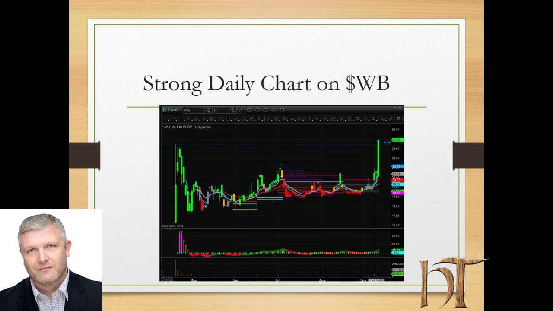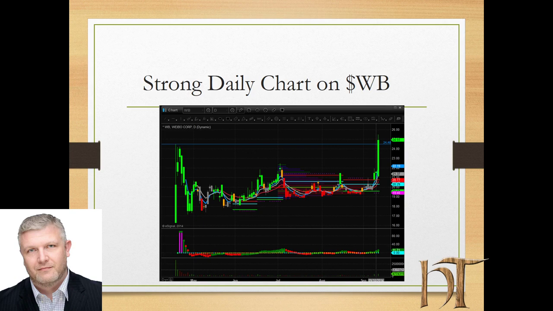So if we look at this chart on WB, Weibo Corp, it's a strong daily chart here on Weibo. On this, the stock above $24.48, there's absolutely no resistance whatsoever.